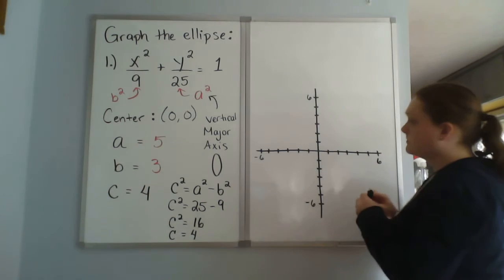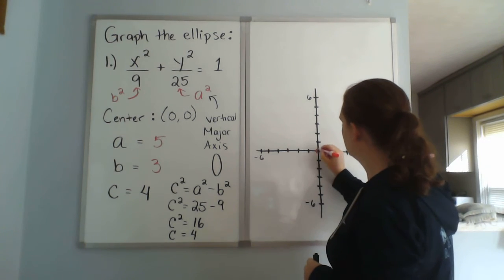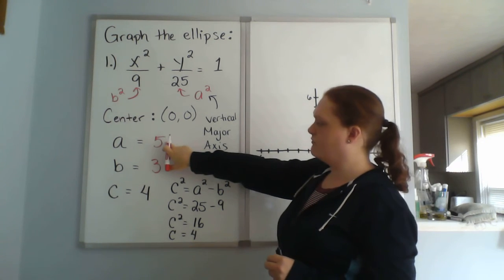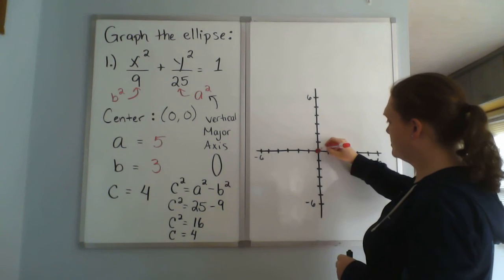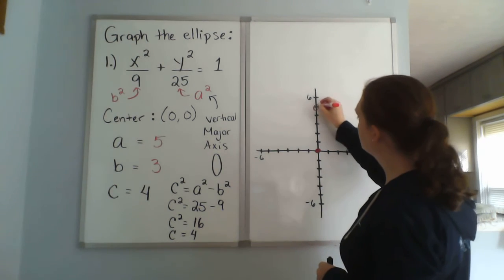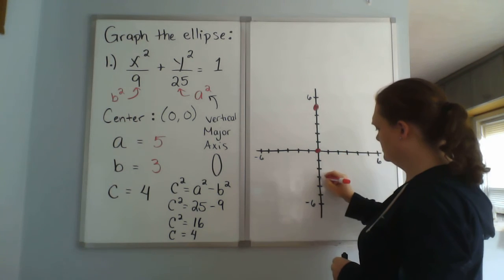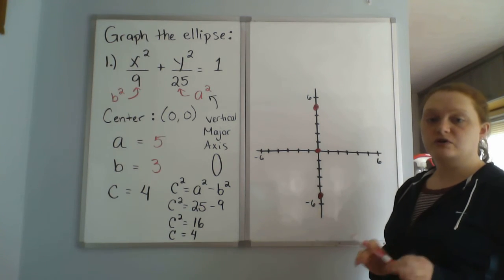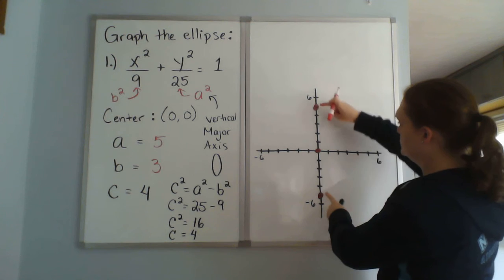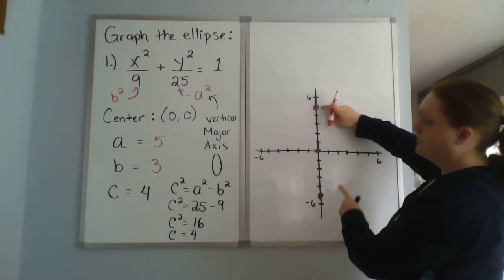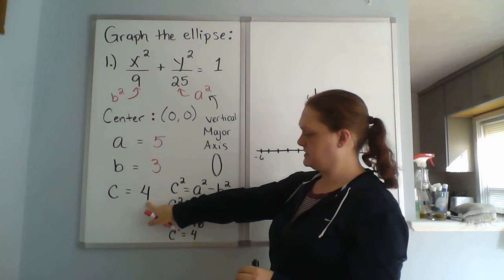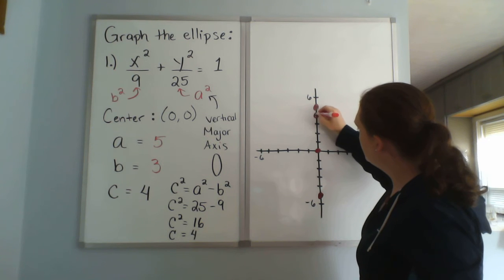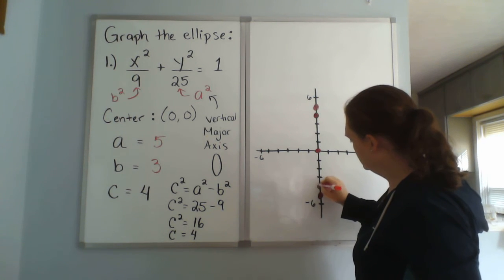Our center is at 0, 0. So here's our center point. We said that this has a vertical major axis, and we've got to go 5 units from the center. So from here, vertical, I need to go 5 units up and 5 units down. Those are going to be the vertices along the major axis. So that's how tall the ellipse is going to be. The focus points are 4 units from the center, also along the major axis. So the focus points are going to be 4 units above and 4 units below.